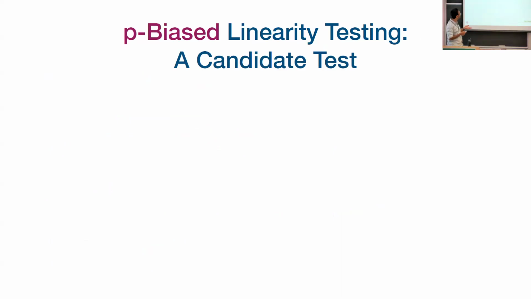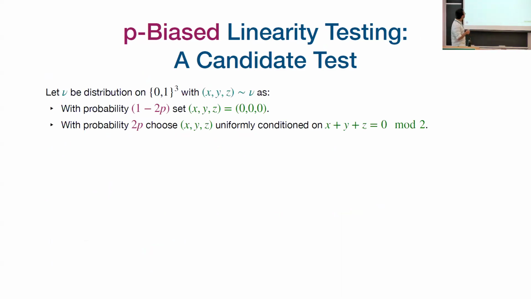Essentially you can. I'll propose a candidate test, which is the most natural thing you'd do. I'll define a distribution nu on 3 bits, {0,1}^3, as follows. I'll say x, y, and z are from this distribution nu as follows. With probability 1 minus 2p, I'll set all of x, y, and z to be 0. And with probability 2p, I'll choose x, y, z uniformly from the set where x plus y plus z is 0.